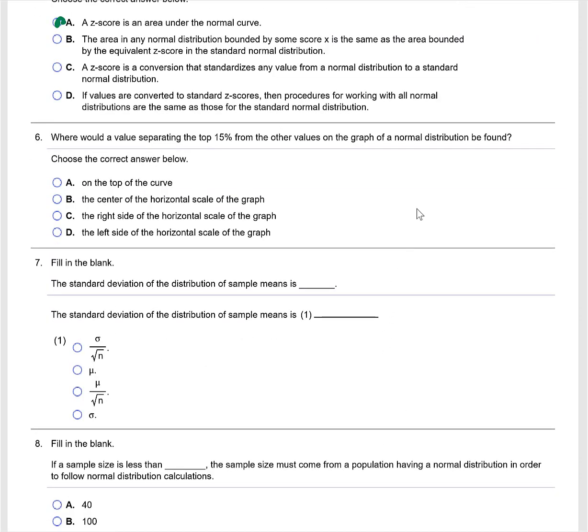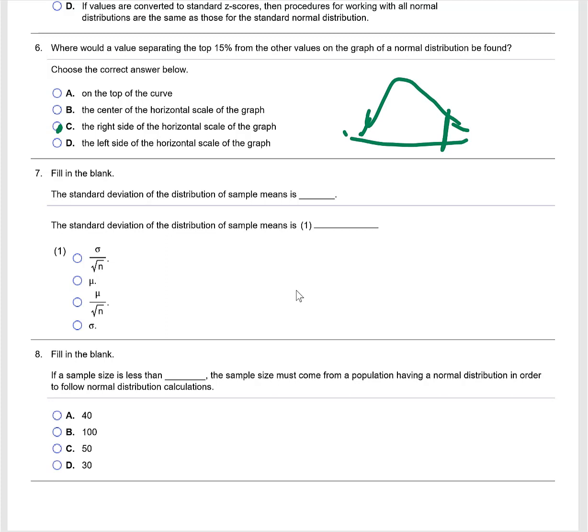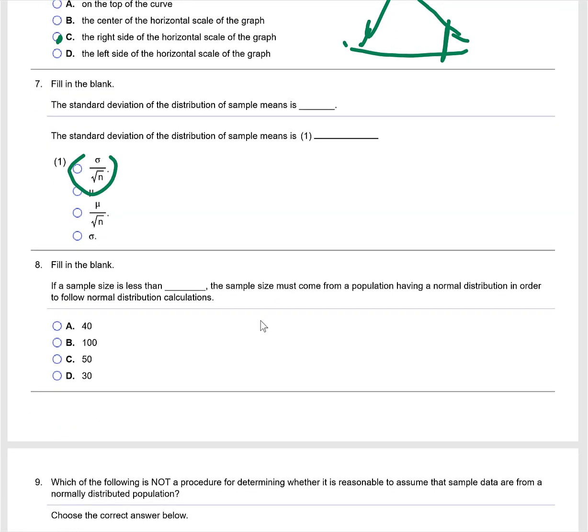Where would a value separating the top 15% from the other values on the graph of the normal distribution be found? On the top of the curve, at the center, on the right, or on the left side? And so this is going to be on the right side. If you think about that, this is like the 85th percentile, and it's going to be somewhere up here, so it's going to be on the right side. The standard deviation of the distribution of sample means is equal to, and in this case, that's the first choice there. And then number 8, if a sample size is less than blank, the sample size must come from a population having a normal distribution in order to follow normal distribution calculations, and the answer there is 30.